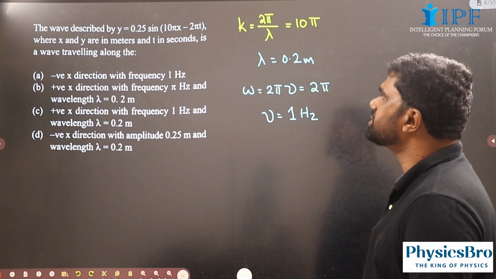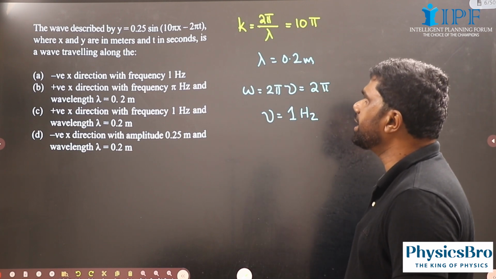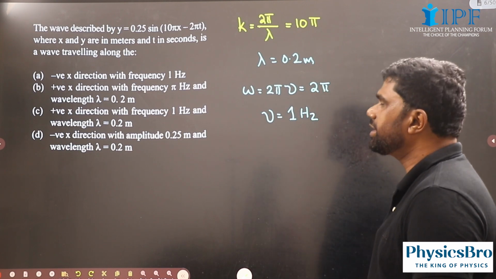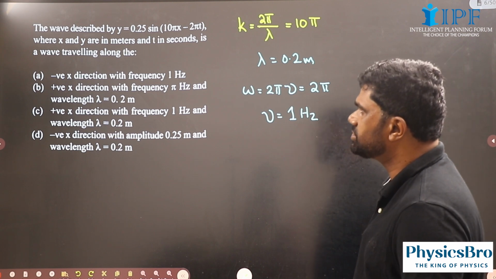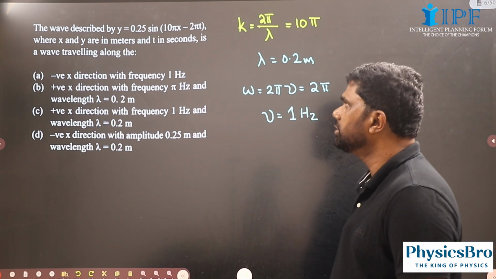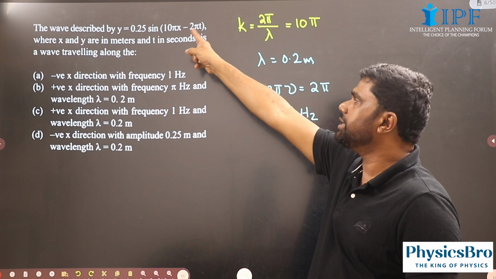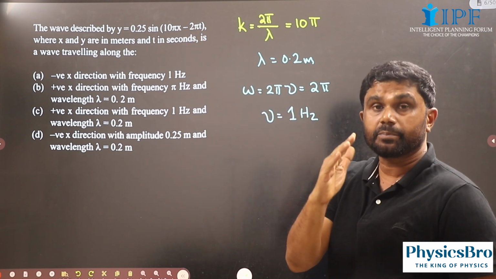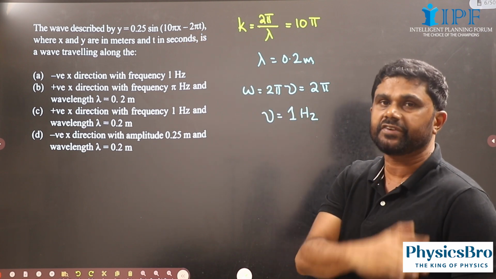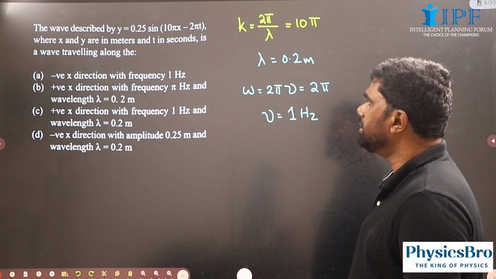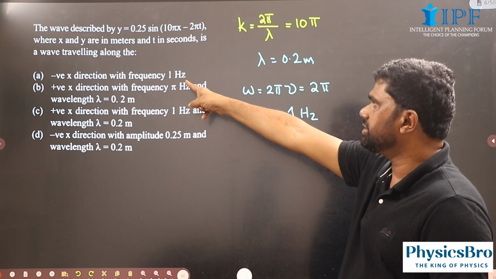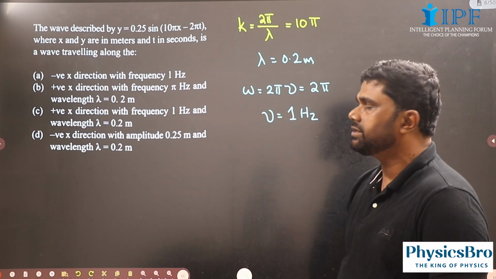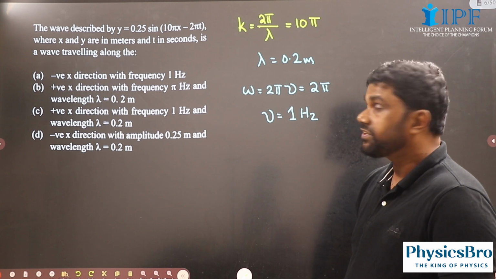Now the wave described by 0.25 sine 10 pi x minus 2 pi t, where x and y are in meters and t in seconds, is a wave traveling along. See, as there is a negative sign in between kx and omega t, it must be traveling along positive x direction. And now it's given that we have to find out its frequency and wavelength.